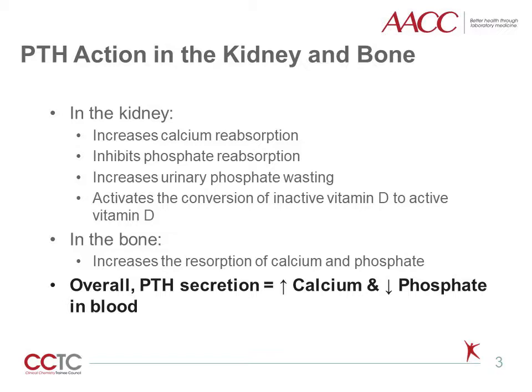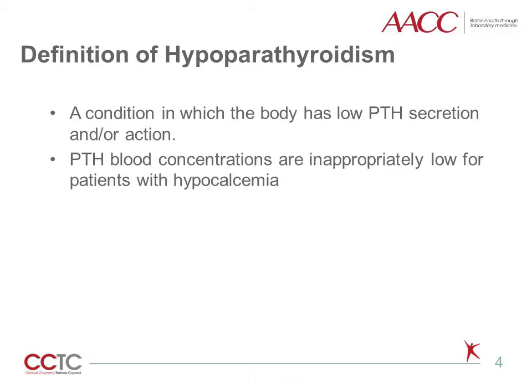The absorption of phosphate in the GI tract is also promoted by active vitamin D, but in a less regulated process. In the bone, PTH stimulates the resorption of calcium and phosphate by activating and increasing the number of osteoclasts. Overall, PTH stimulation increases calcium concentrations and decreases phosphate via urinary excretion. Because of its significant role in calcium homeostasis, abnormally low or high PTH concentrations can have major physiological effects on the body.